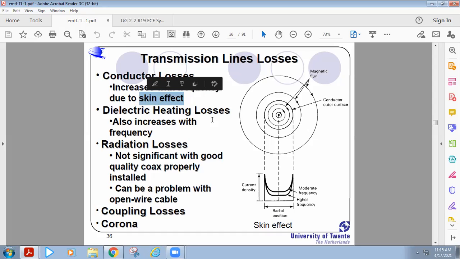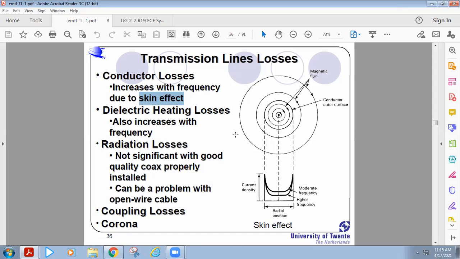Okay, that is called conductor losses. Next, dielectric heating losses. Dielectric is basically non-conducting, but because of the heating, there is a possibility of the existence of conductance. Because of that, there exist some losses. That is called dielectric heating losses or temperature losses. Also, they increase with frequency.